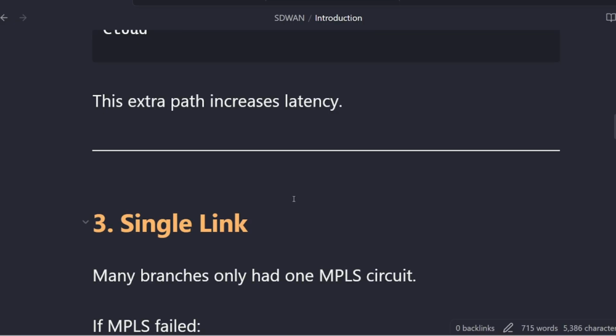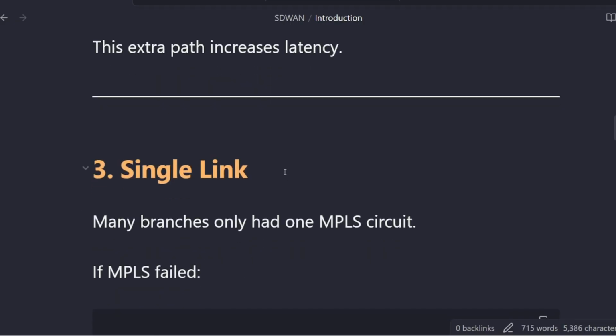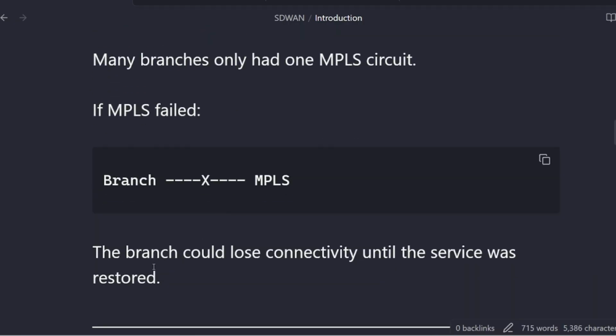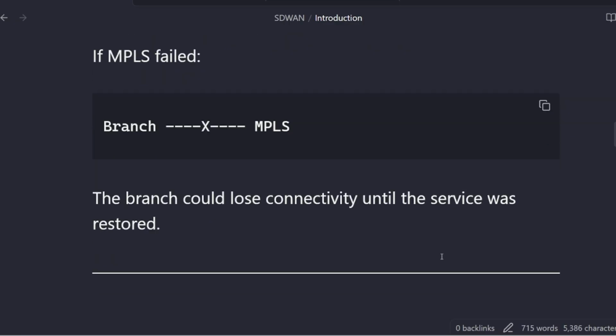The other problem is the single link. Many branches only had one MPLS circuit. If MPLS failed, the branch could lose connectivity until the service was restored. So that is a problem.